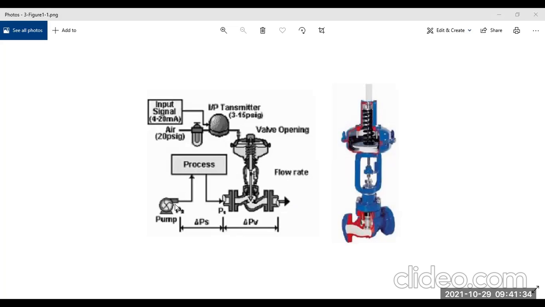This is a pump controller we attach in the process. The process gives its output to the input section of the pneumatic valve. Another thing we have to use is air pressure. Here you can see an air pressure cylinder, which in this picture is 20 psig. So this is the air pressure.